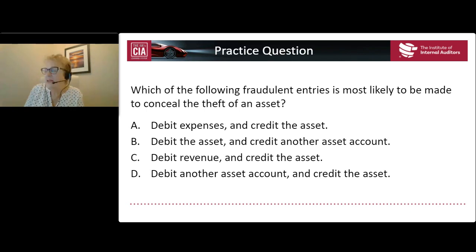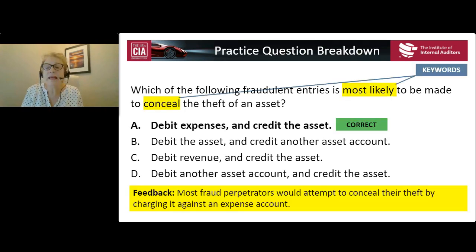Okay, so you may look at this question and think, oh my goodness, this is a fraud question. And then when you get into the 4 answer options, you say, oh, okay, this is really an accounting question. Well, it's both, right? You need to understand fundamentals of accounting in order to answer this question correctly, but you also need to understand what's going on in the mind of a fraud perpetrator who might have stolen an asset. Okay, if they have access to the accounting system, what entry would they make?